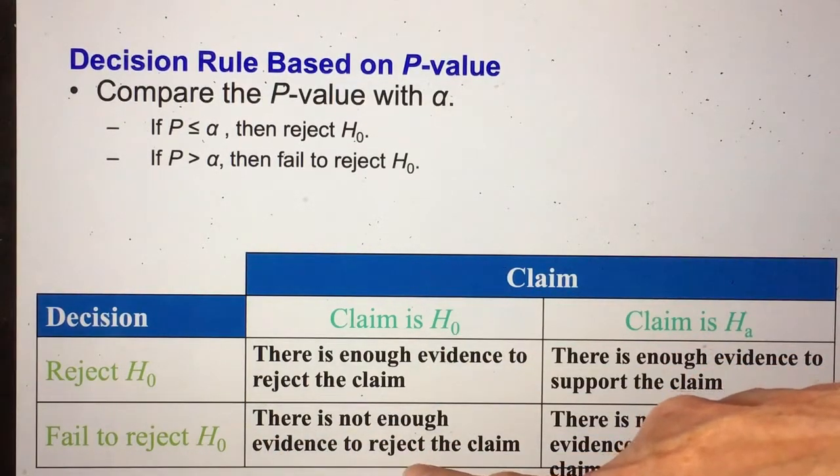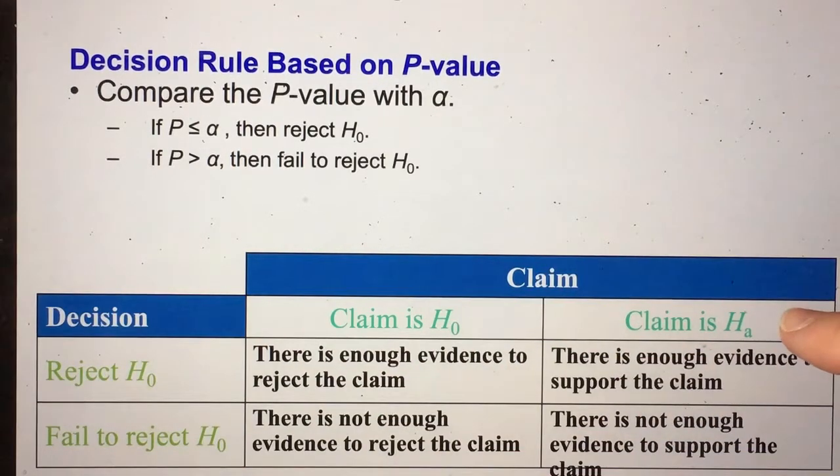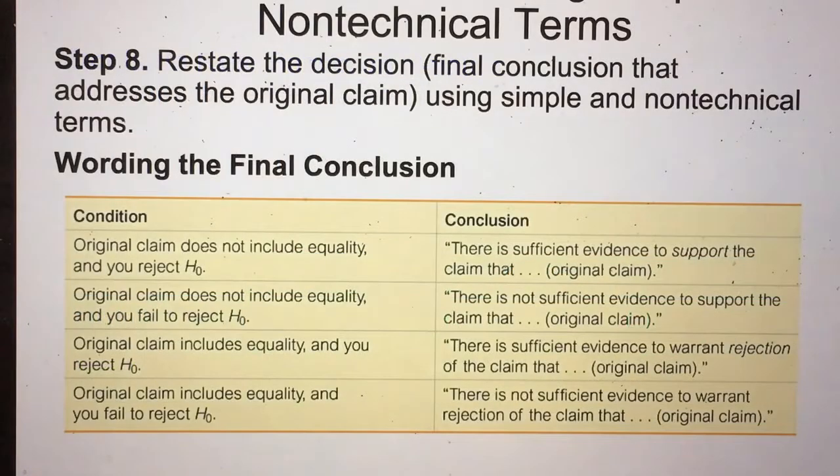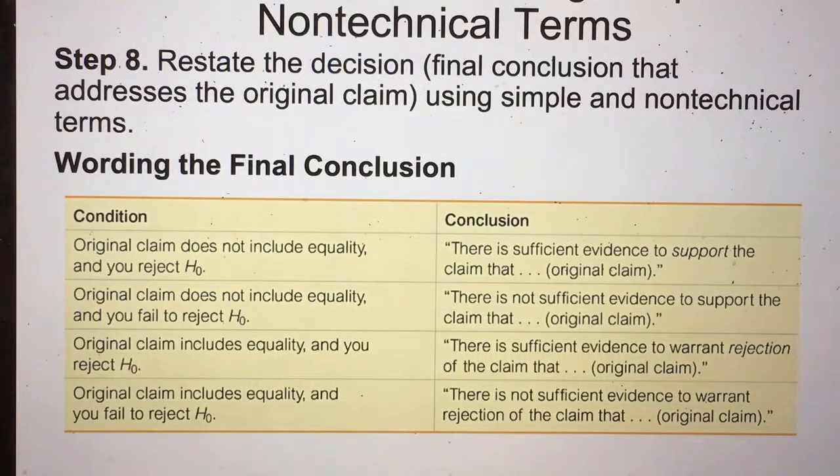Okay, if we fail to reject H sub O when the claim is H sub O, then there is not enough evidence to reject the claim. If we fail to reject H sub O when the claim is H sub A, there is not enough evidence to support the claim, because the claim is the H sub A and the H sub O was not rejected. So those are the kind of cheats for how to word things. And then this one was from your text. This one here was from another textbook. And these are the ones, same thing, that are from your book. And they're pretty much the same thing.